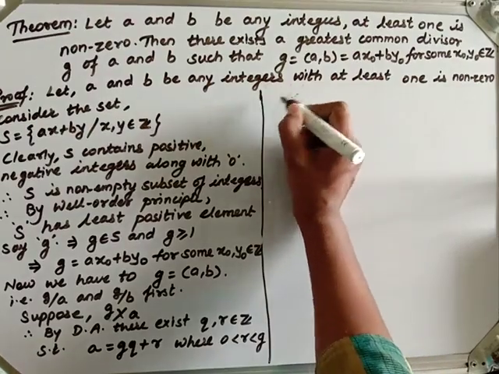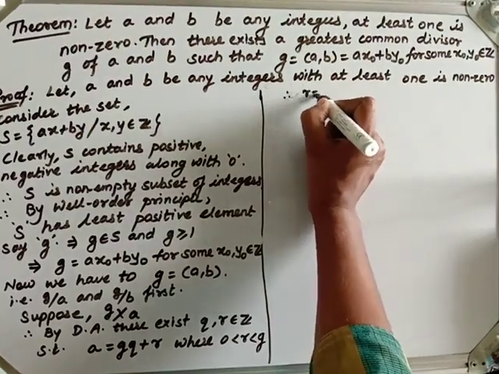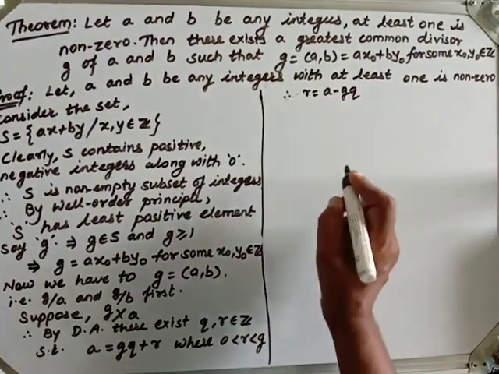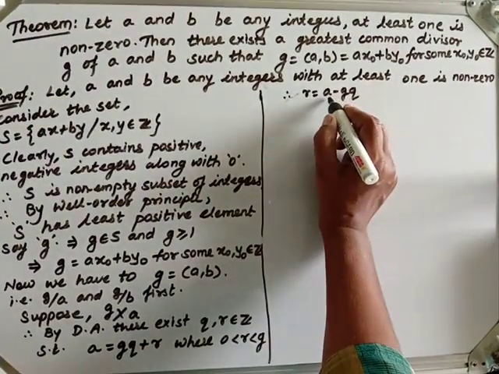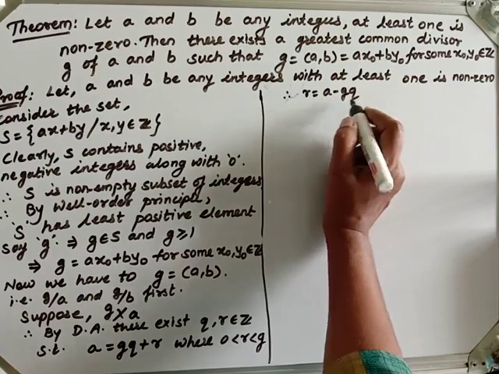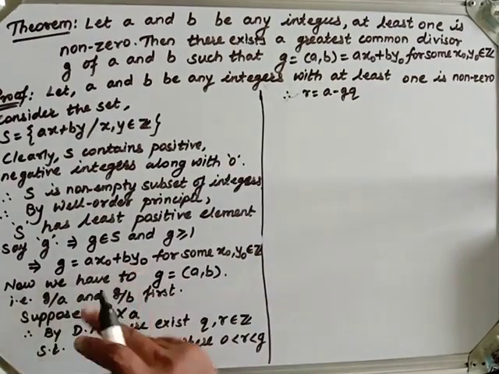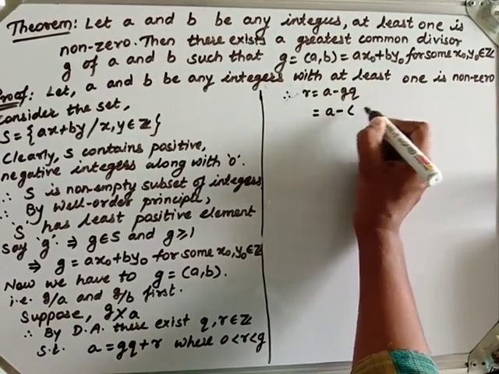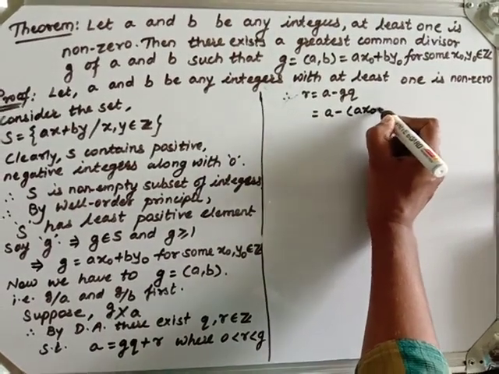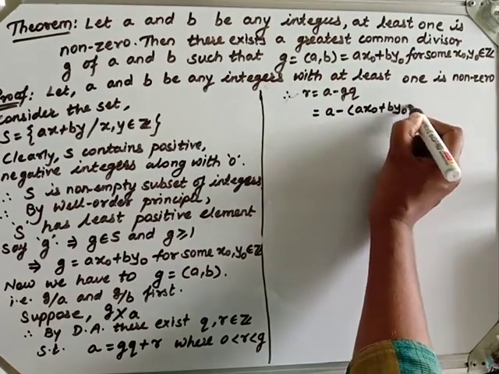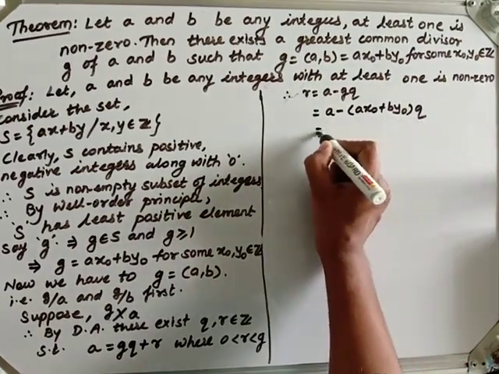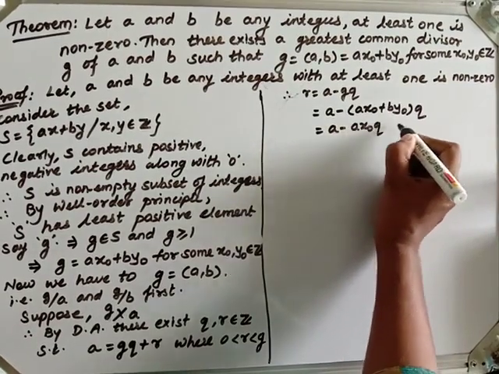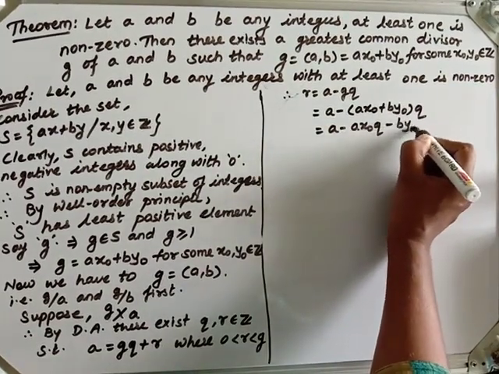So what does this say? Therefore R is equal to A minus GQ. But we have the value of G. What is G? A x0 plus B y0. So let me substitute that. So A minus A x0 plus B y0 into Q. So this is A minus A x0 Q minus B y0 Q.